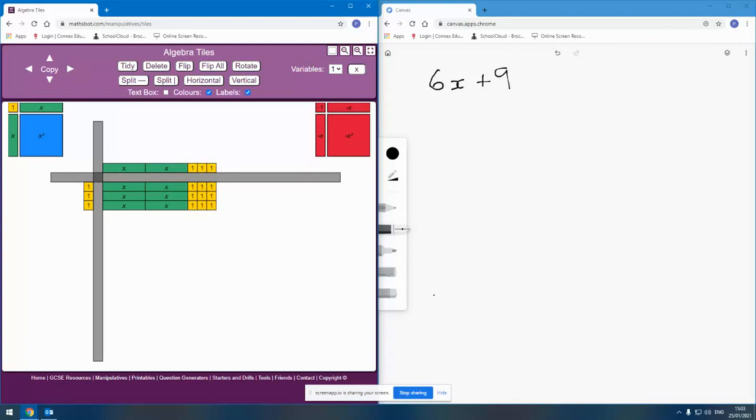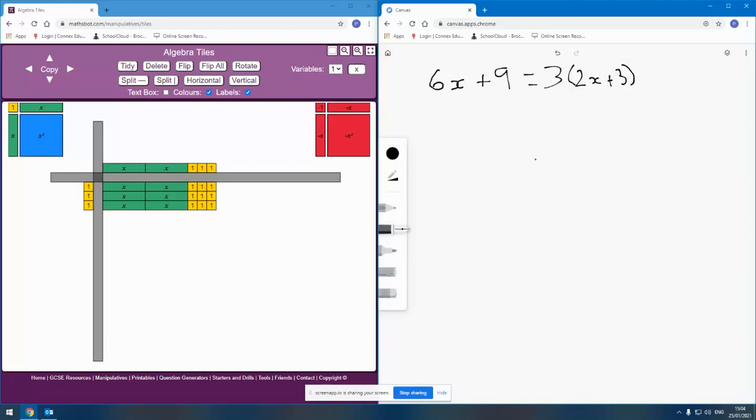plus 3. And so what we have here is the factorized form of this expression, which is 3 by 2x plus 3.